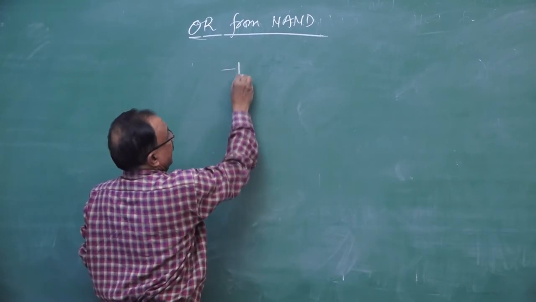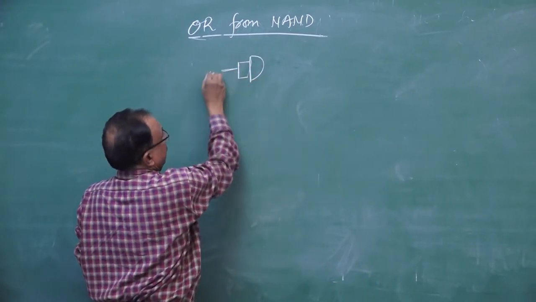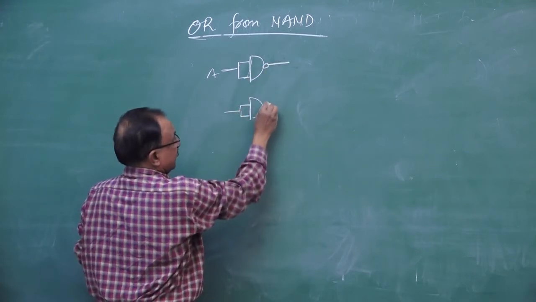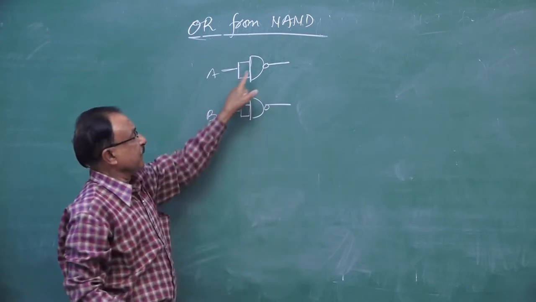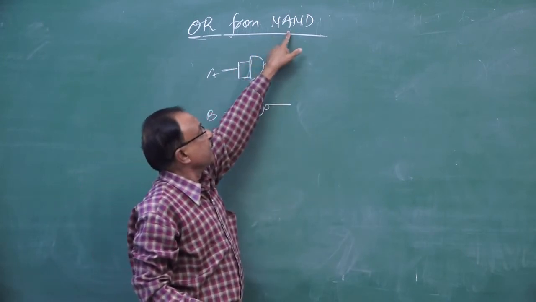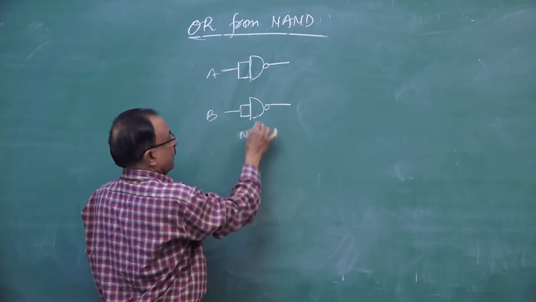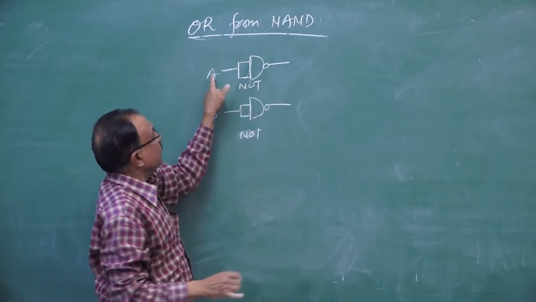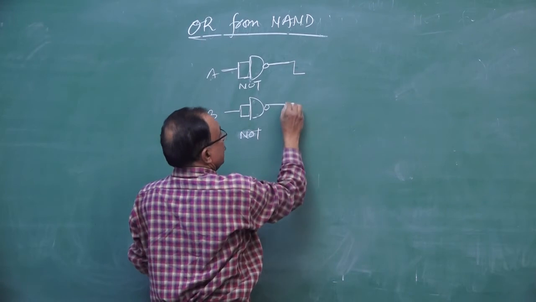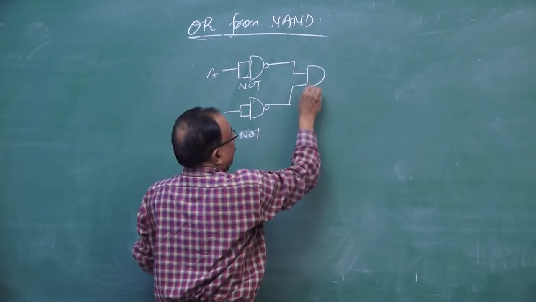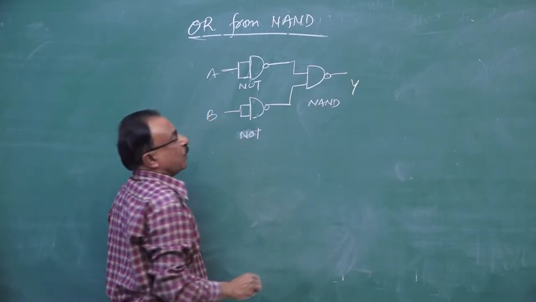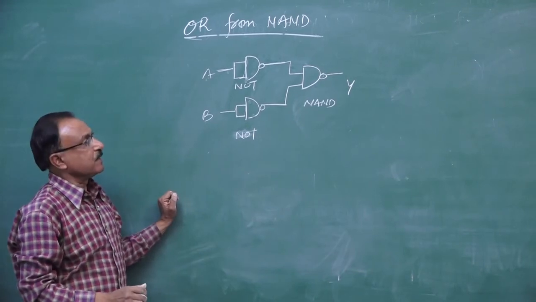Here first we give the input, say A, to this gate. Can you tell me which gate it is? B is also given to the same. Which gate is it? Yes, it is a NOT gate. It is a NOT gate made from NAND. So inputs A and B are both first given to the NOT gate. Then the output of this is given to the input of a NAND gate. It is NAND.